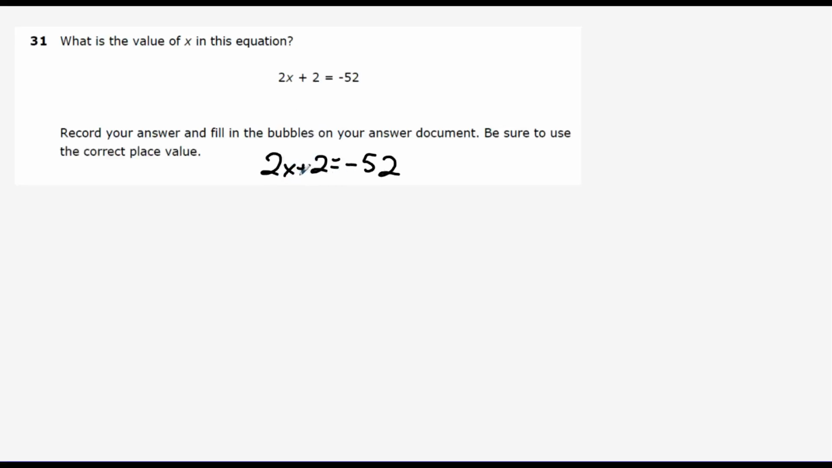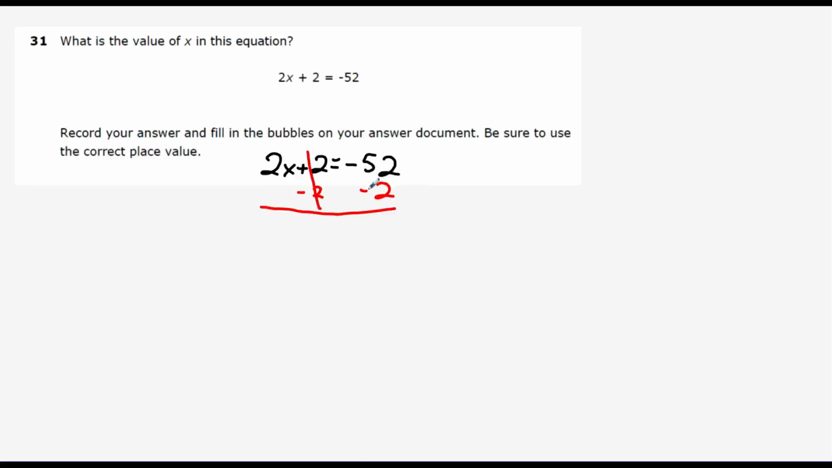So I want to get x by itself. So I need to get rid of times 2. I need to get rid of plus 2. You always start with getting rid of addition and subtraction first. So to get rid of plus 2, I need to subtract 2. Do that to both sides. Okay. Perfect line. 2 minus 2 cancels out.